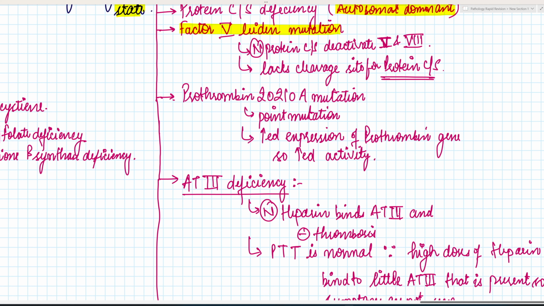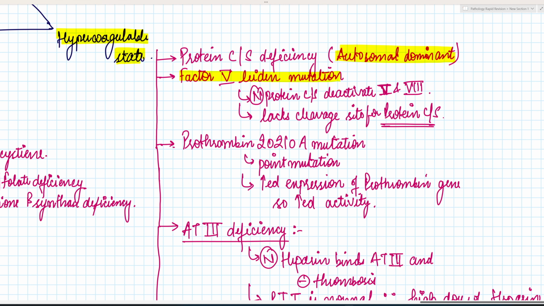Factor 5 Leiden mutation is very common. Normally, protein C and S deactivate factors 5 and 8. Again, this ties up with the first disorder. In the factor 5 Leiden mutation, the mutated factor 5 will have no cleavage site for protein C and S.